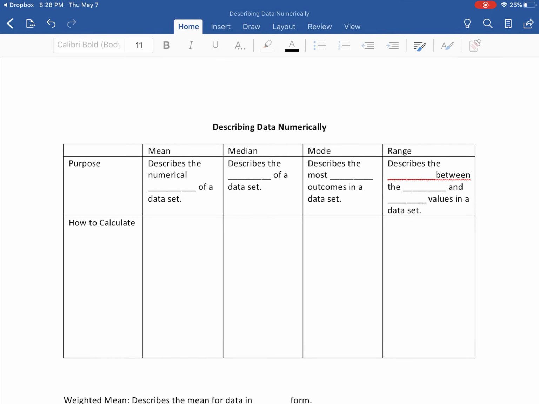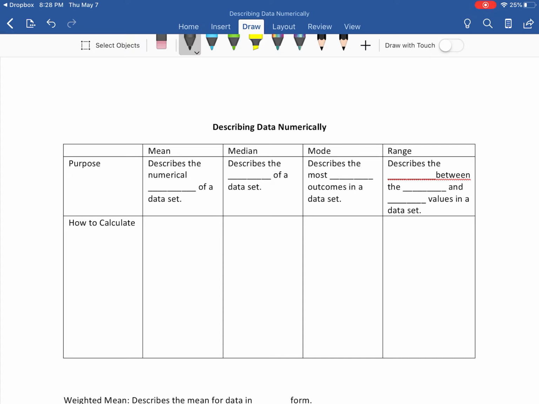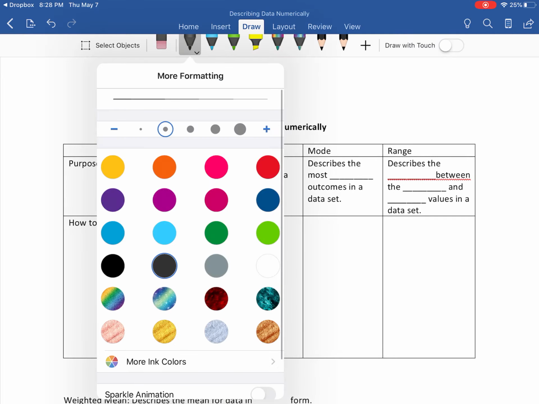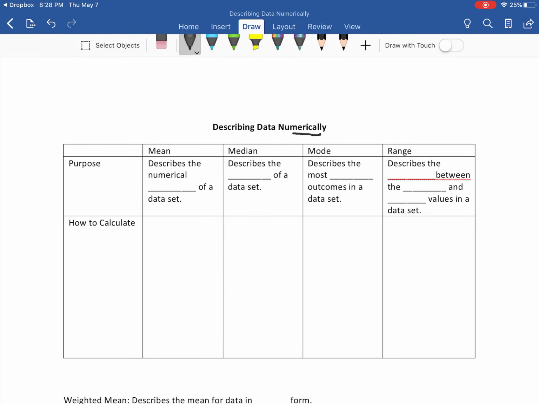Okay, this is the first lesson for Goal 6. Goal 6 is all about data, statistics, and probability. What we're going to be doing in this first lesson is describing data numerically, as opposed to graphically, which we'll be doing in a couple of lessons.